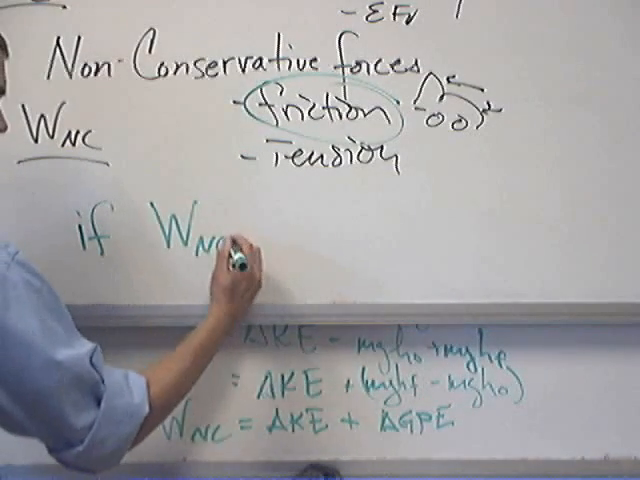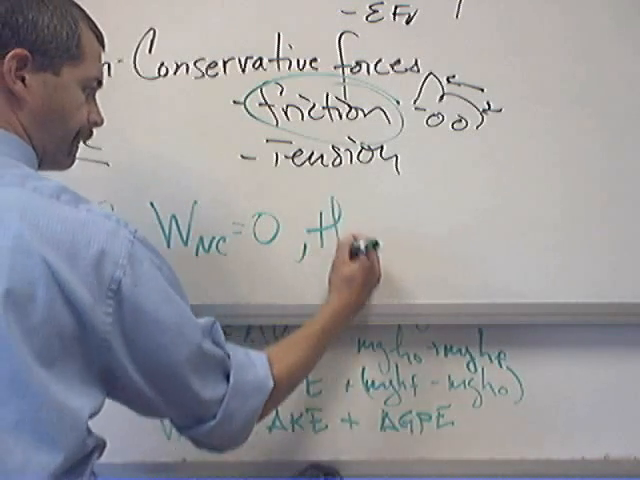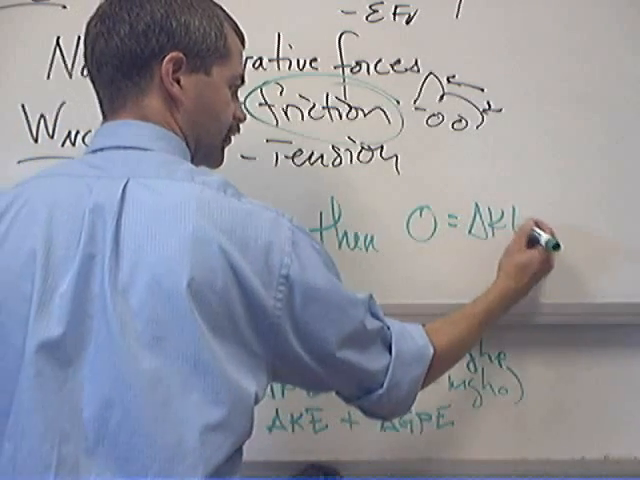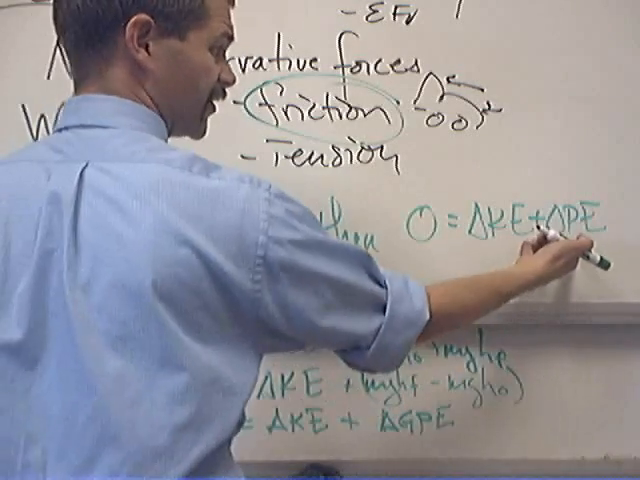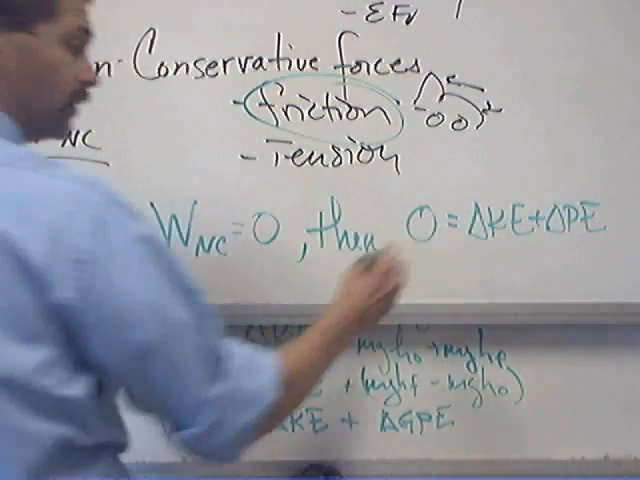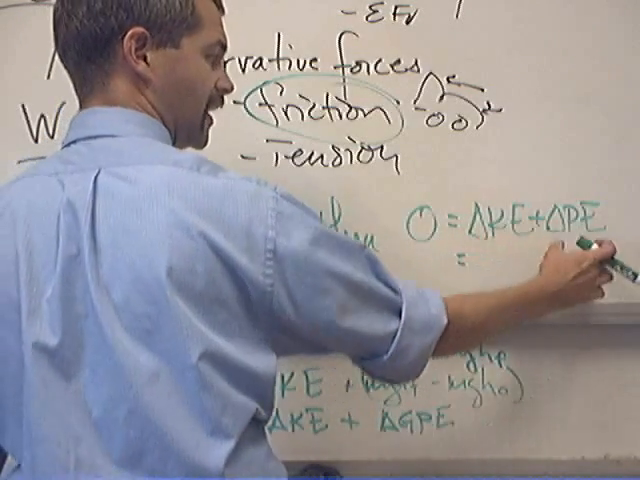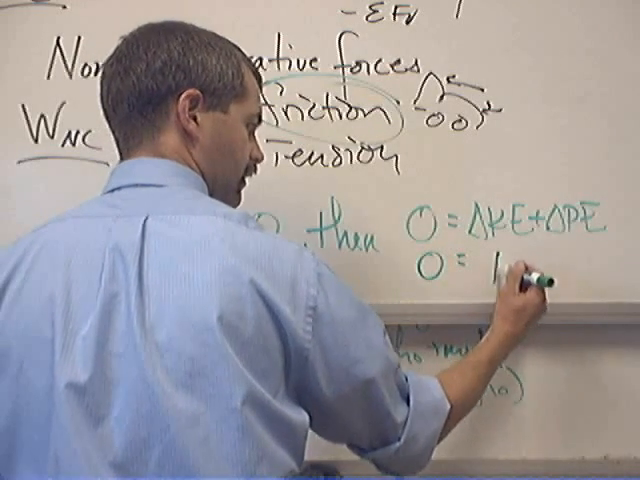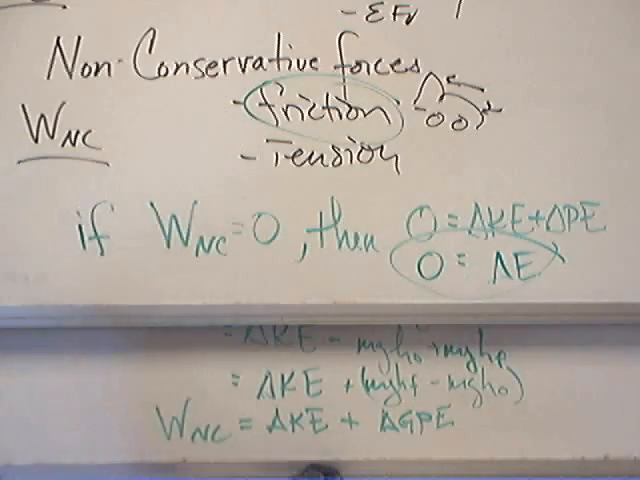If non-conservative work equals 0, then 0 equals the change in kinetic energy plus the change in potential energy. This is called the mechanical energy, because this is energy of motion and energy of position. The change in energy, now we have the conservation of energy law.